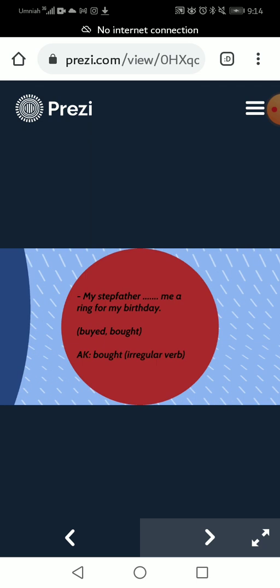Here we have an example. "My stepfather space me a ring for my birthday." Is it buyed or bought? Now the answer is bought because it's an irregular verb. The base form is buy and the past form and the past participle is bought. It's an irregular verb.